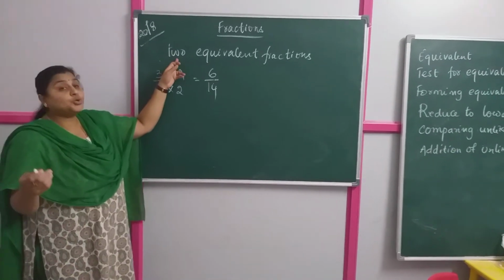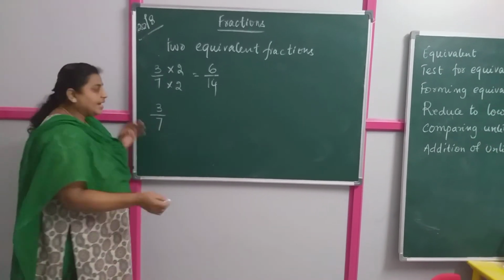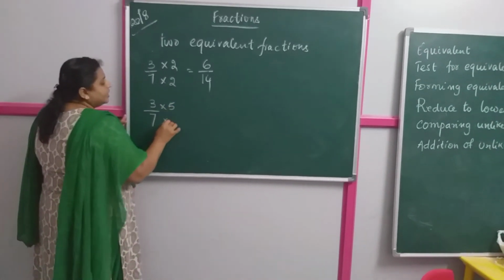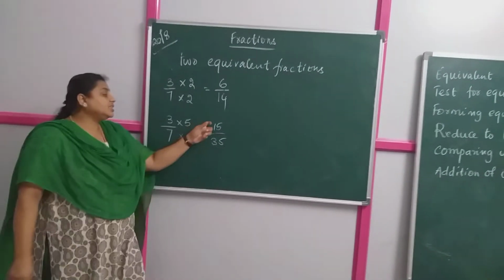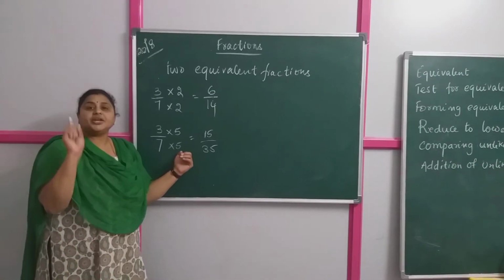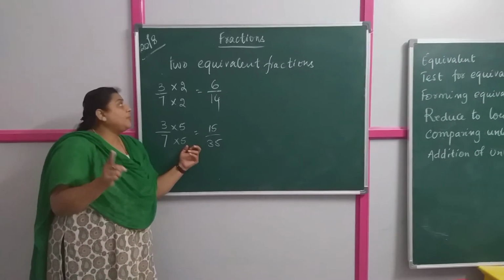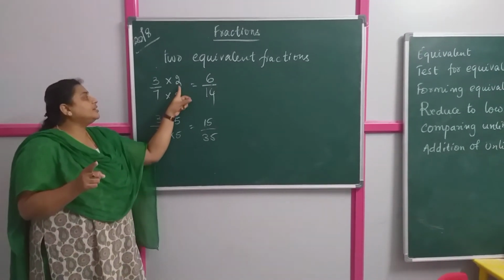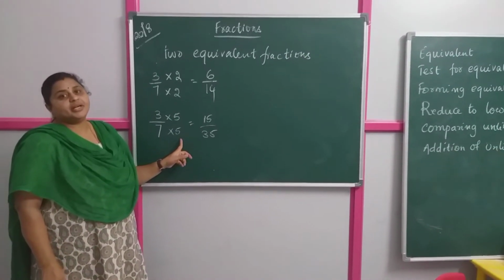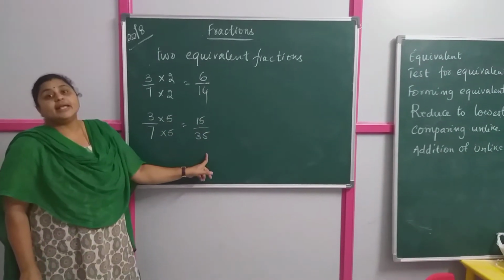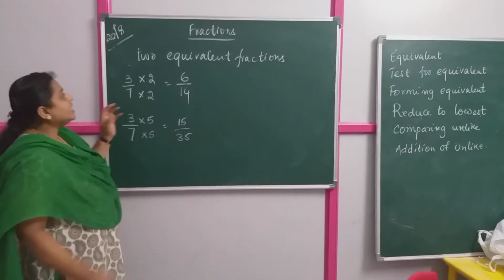Then I asked to find 2 equivalent fractions. Again I take the same 3 by 7. You can multiply with any other number. Into 5. 3 5s are 15. 7 5s are 35. So 15 by 35 is an equivalent fraction. So when you are finding an equivalent fraction, see that you are multiplying the numerator and denominator with the same number. When you multiply the numerator and denominator with the same number, you will get the equivalent fraction. Got it, children? This is how you will find the equivalent fraction.